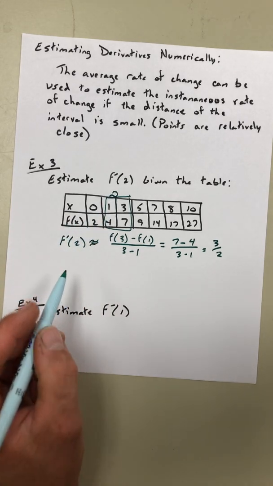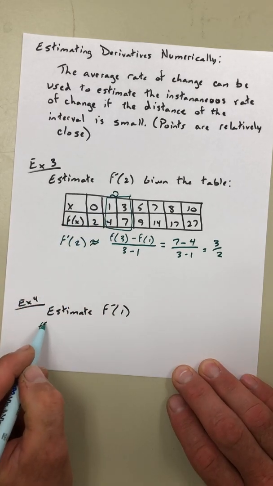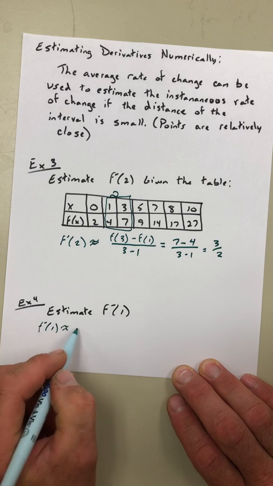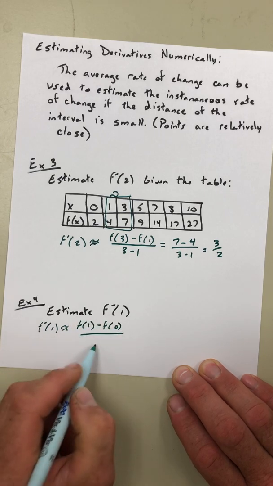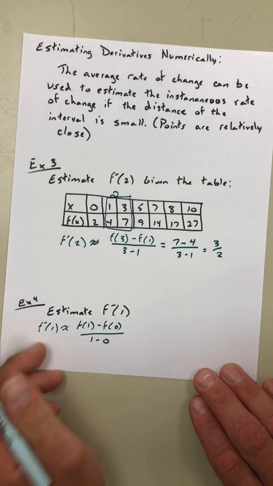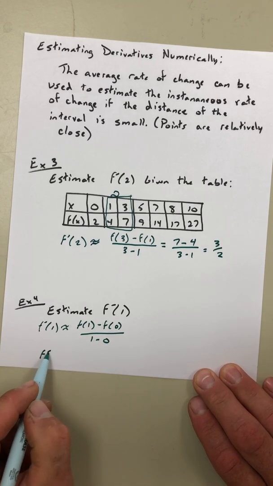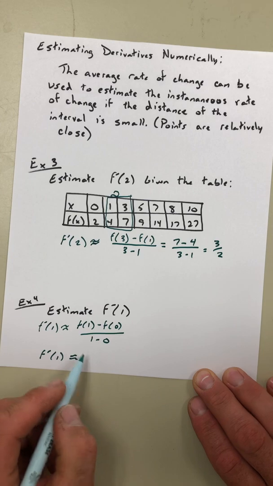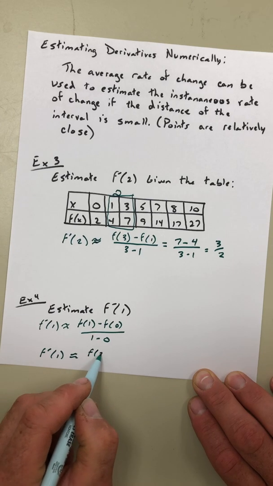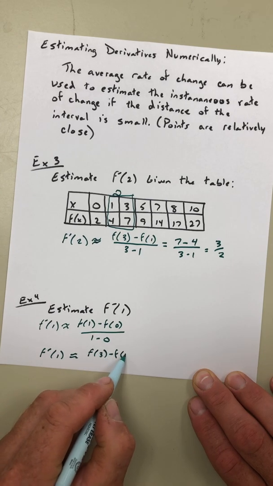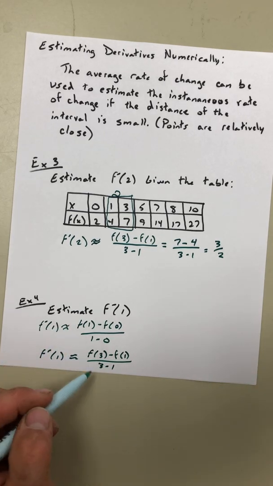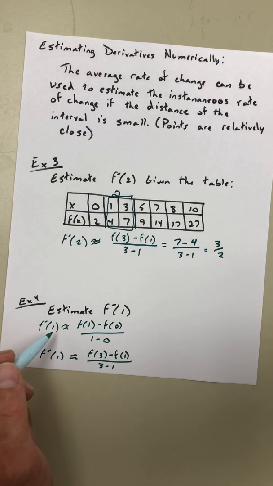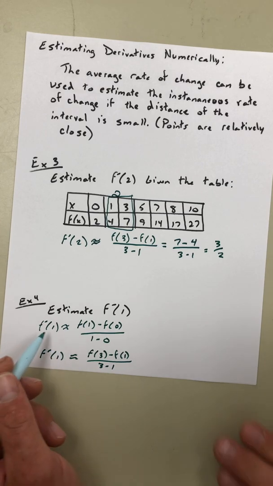So we could say that f prime of 1 is approximately f of 1 minus f of 0, divided by 1 minus 0. Or you could say f prime of 1 is approximately f of 3 minus f of 1, divided by 3 minus 1. Not that we have to do both. We're going to use one of them, and it doesn't matter which one you use. It's kind of arbitrary at this point.